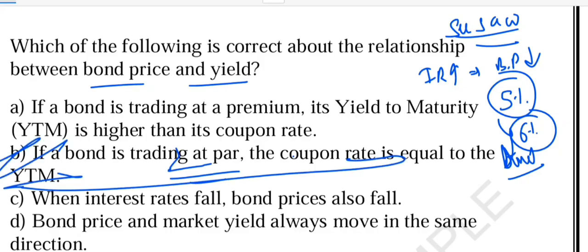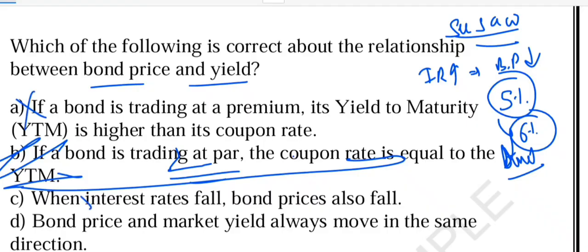B is correct. What about A? A says that if a bond is trading at premium, its YTM is higher than the coupon rate. Just now I told you, suppose a bond is trading at a premium, it means you have to pay more, and since you are paying more, YTM will be less. So this is not the correct answer.